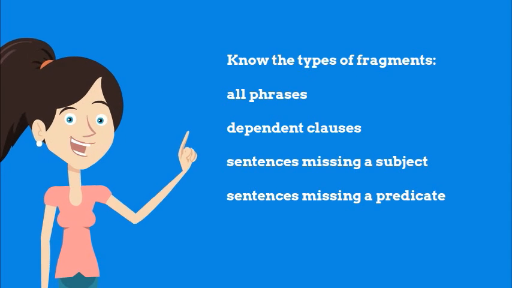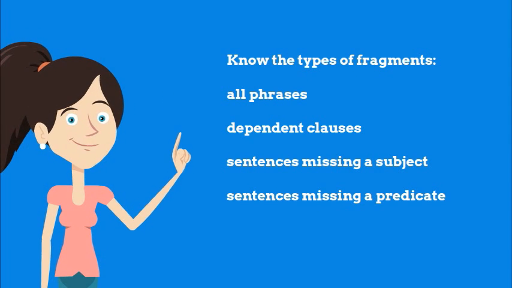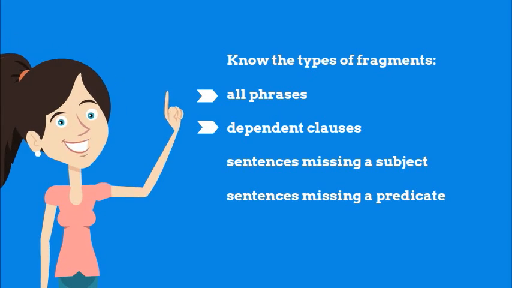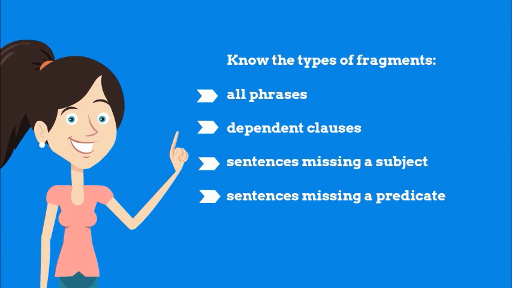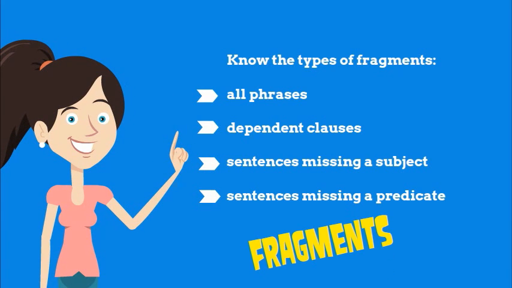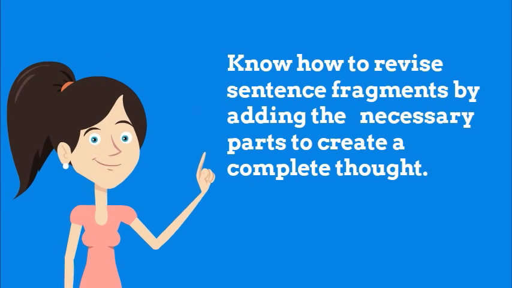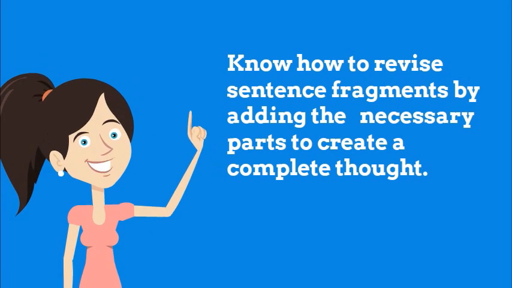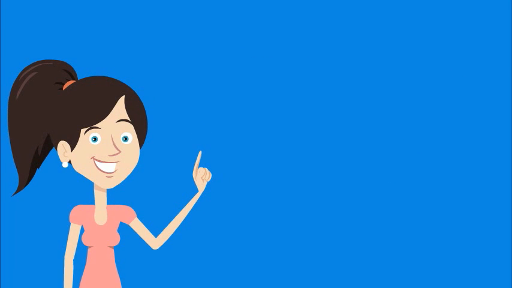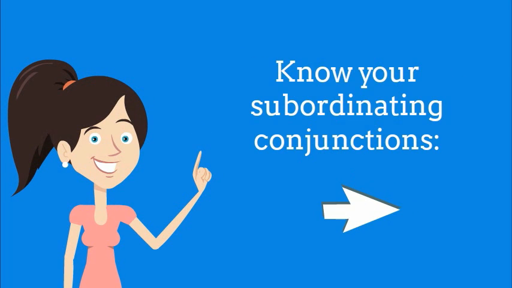For a review, know the types of fragments. All phrases, dependent clauses, and sentences missing a subject or a predicate are fragments. Know how to revise fragments by adding the necessary parts to create a complete thought. And lastly, it's good to know your subordinating conjunctions to help you identify dependent clauses.